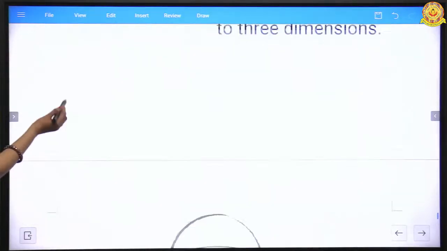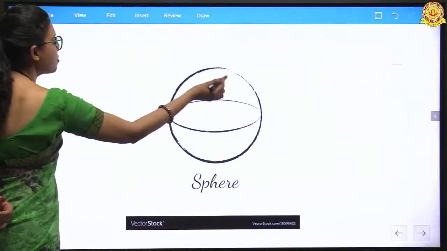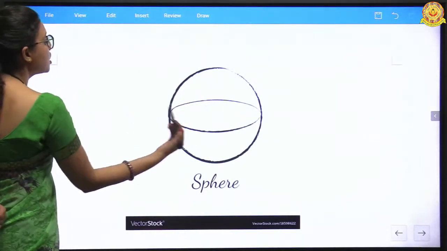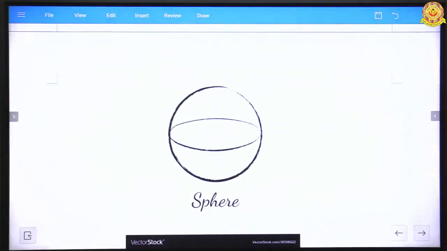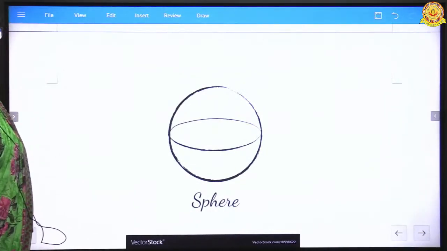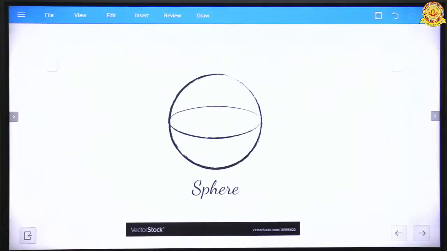Just take a look at our sphere shape. The face of a sphere is similar to a circle, but it has a 3-dimensional radius, and it is a 3-dimensional shape, so it is called a sphere. It has no edges, no corners, and no vertex. It has only a curved surface.